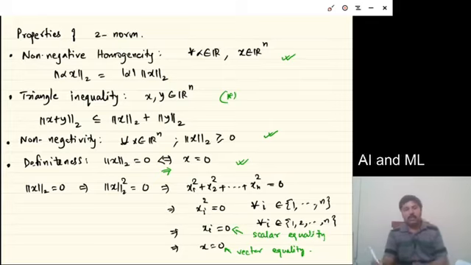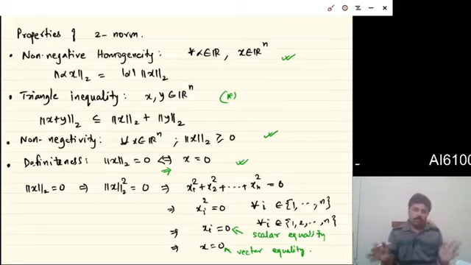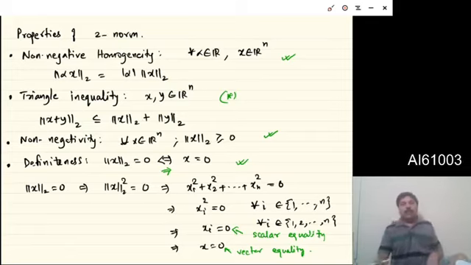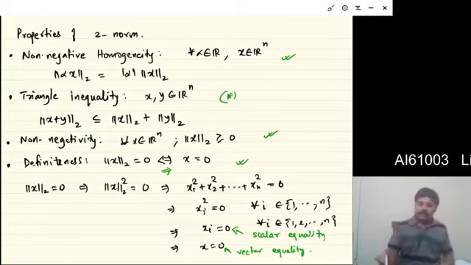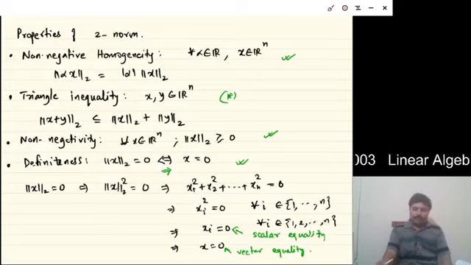The 0 on the right hand side actually is a vector 0, and the 0 on the right hand side of the previous step is actually the scalar 0. I am not making a distinction here, but this is the definiteness, and the converse is obviously true. If x is equal to 0, then the 2 norm of x has to be equal to 0. So this definiteness is fine.